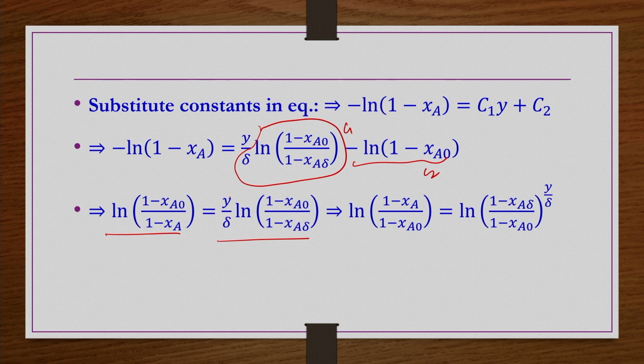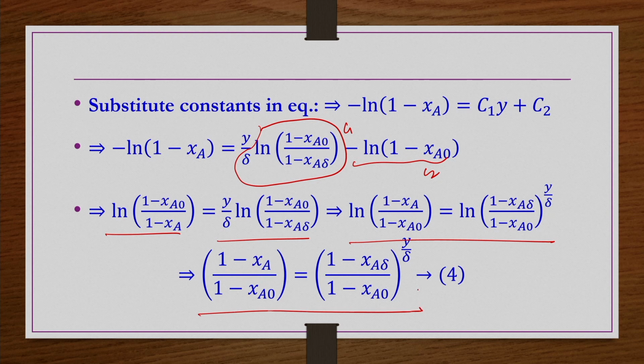Further, you can write, by taking this y/δ as a power, ln of (1 - XAδ)/(1 - XA0), then you have this one. If you take the exponential on both sides, you get this as a concentration profile. Of course, either of these two equations you can use as a concentration profile, right.